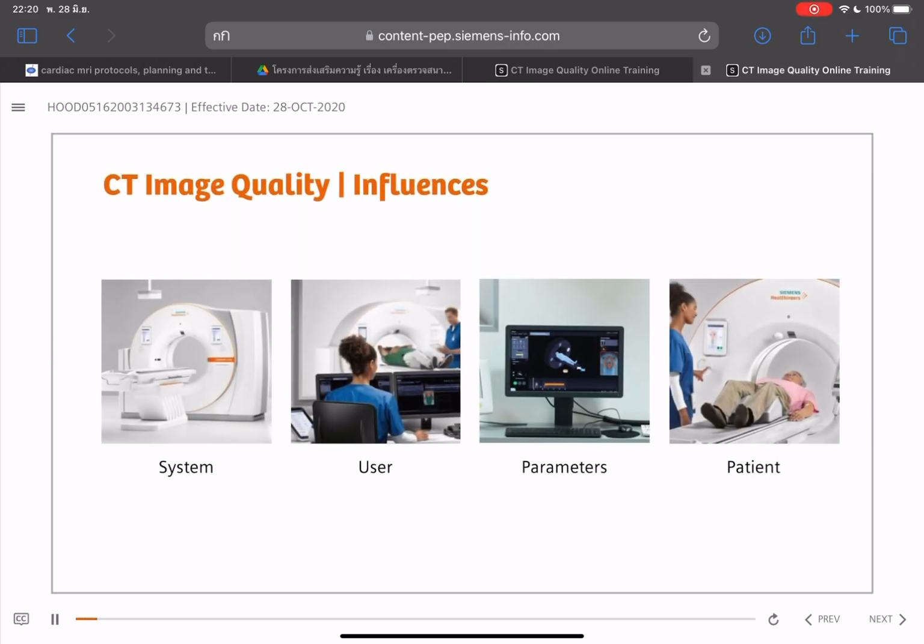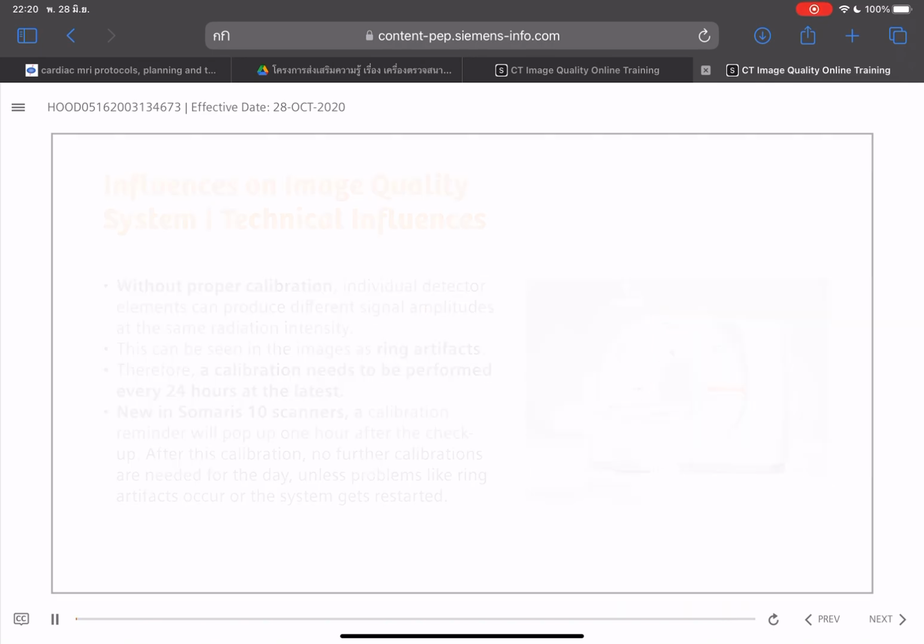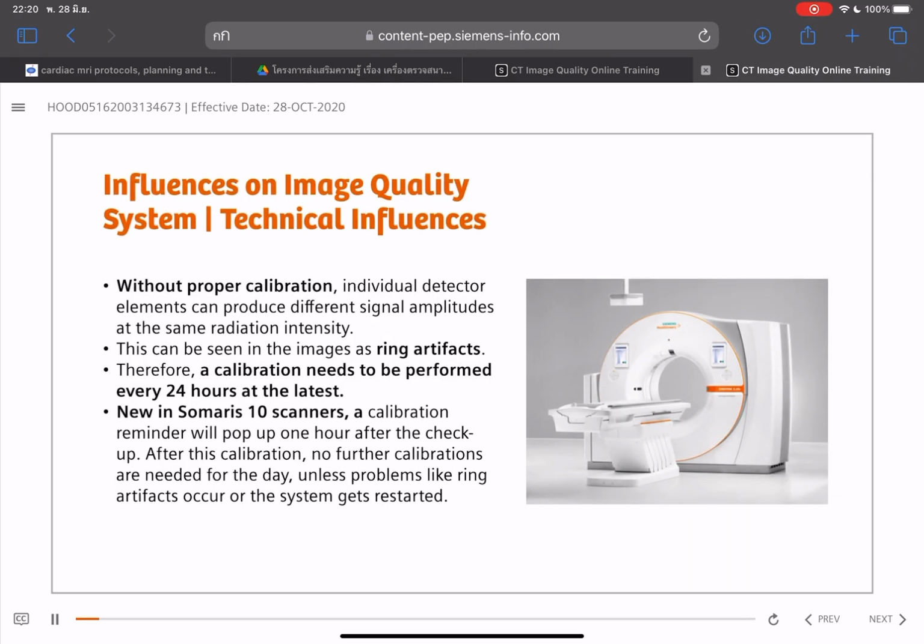This picture gallery gives you a preview of the next major topic, the factors that influence CT image quality. Decisive factors are the actions of persons, such as the system user and the patient, as well as the technical setup, such as the system status and the CT parameter settings. The image quality is affected by technical parameters.